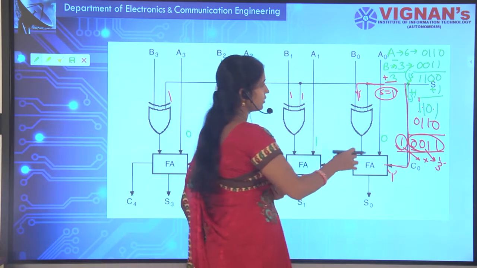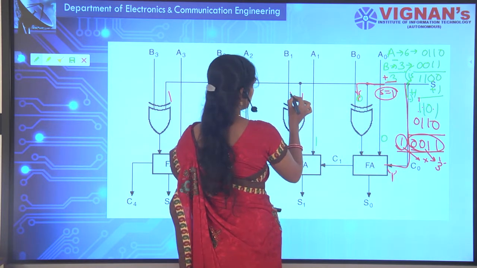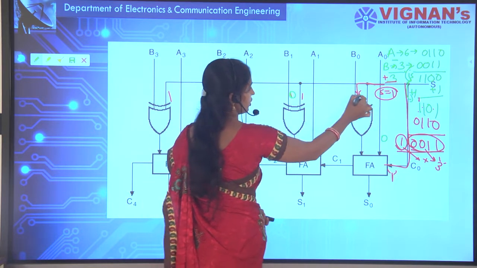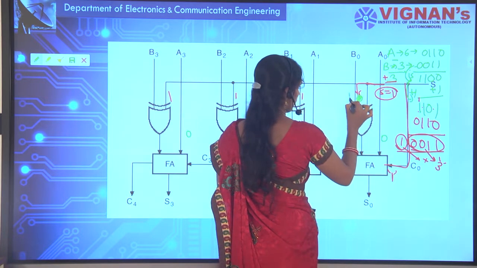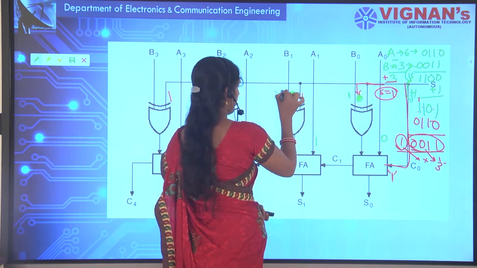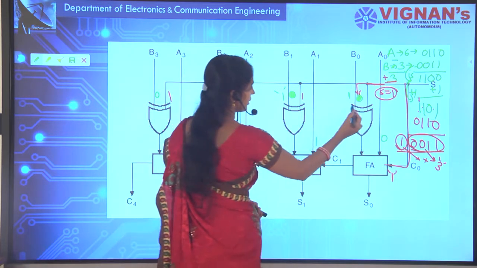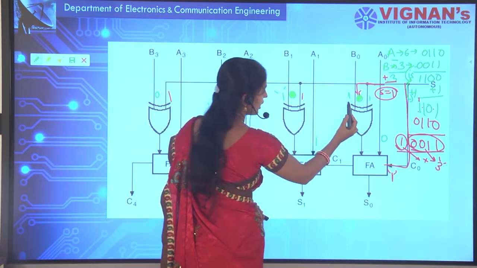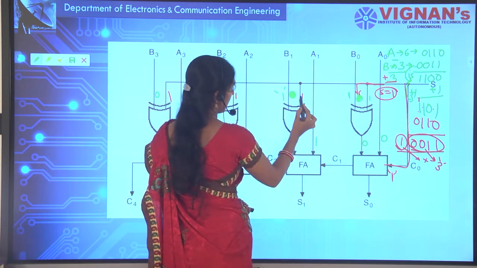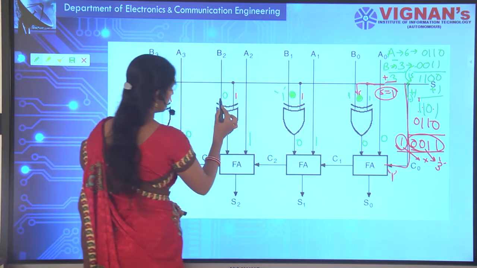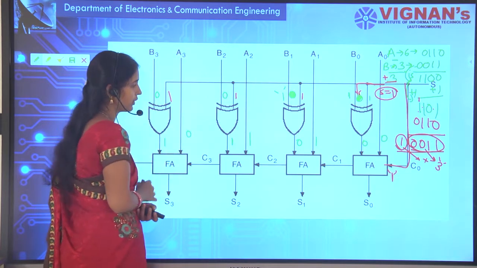Now what are your B values? 0 0 1 1. So it is provided with, sorry, from the least significant bit, 1 1 0 0, right? At the same time 1. See, what is the output of this XOR gate? Same inputs, output will be 0, and same inputs, output will be 0. Different inputs, output will be 1. Different inputs, output will be 1.